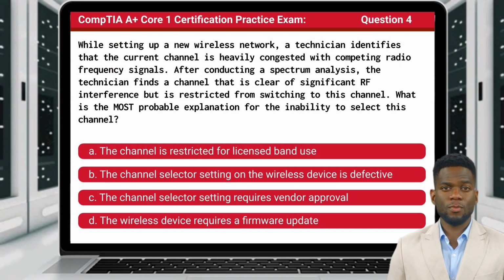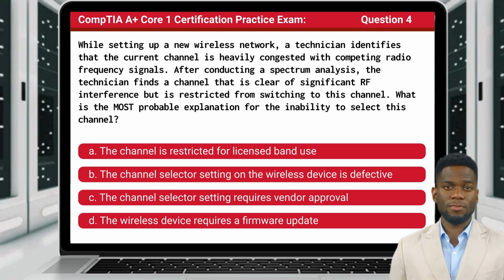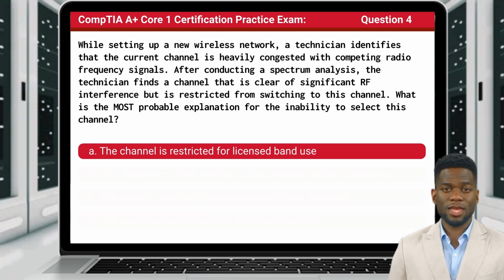Question 4. While setting up a new wireless network, a technician identifies that the current channel is heavily congested with competing radio frequency signals. After conducting a spectrum analysis, the technician finds a channel that is clear of significant RF interference but is restricted from switching to this channel. What is the most probable explanation for the inability to select this channel? The answer is A. The channel is restricted for licensed band use.